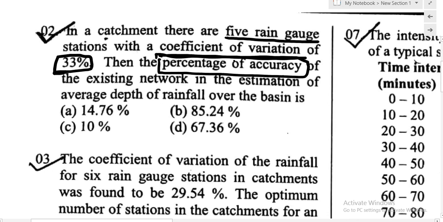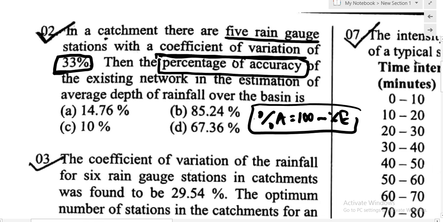I already told you, the percentage of accuracy is nothing but 100 minus the percentage of error. So we have to do only 100 minus 33. So how much is that coming out to be?